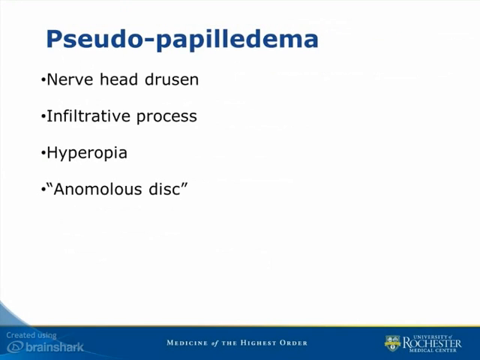So 4 causes of pseudopapilledema include optic nerve head drusen, which is very common, infiltrative processes or inflammation of the optic nerve, hyperopia, or what we call an anomalous disc.